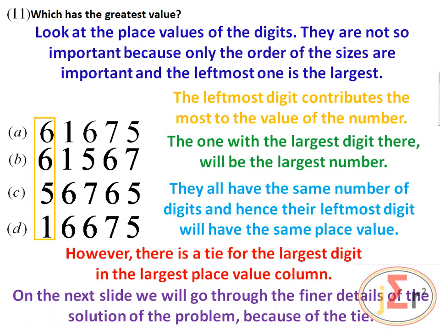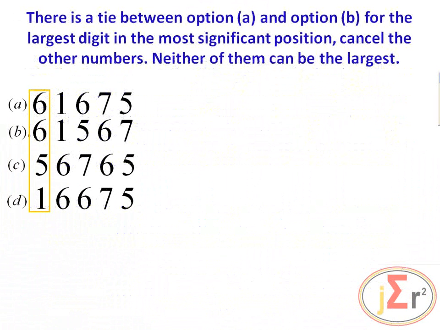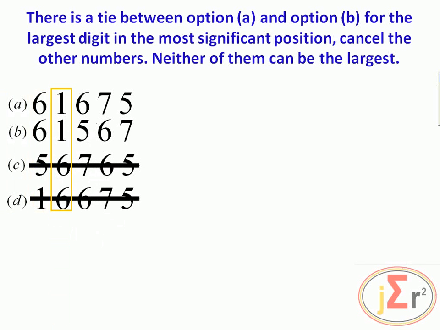On the next slide, we will go through the finer details of the solution of the problem because of the tie. There is a tie between option A and option B for the largest digit in the most significant position. So, cancel the other numbers. Neither of them can be the largest, so we'll just take those out. They cannot be the largest because their most significant digit is smaller than the one that we have there.